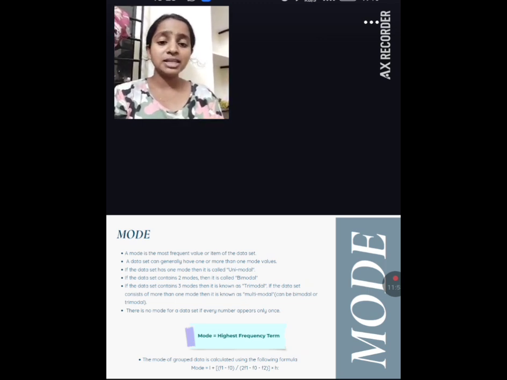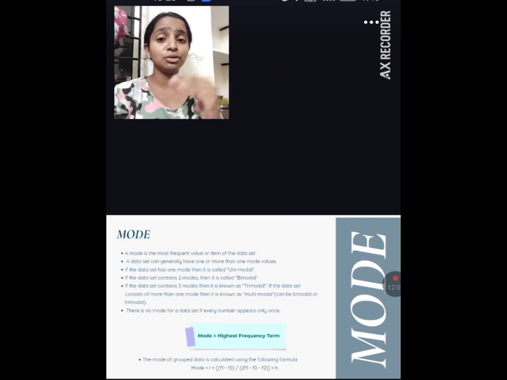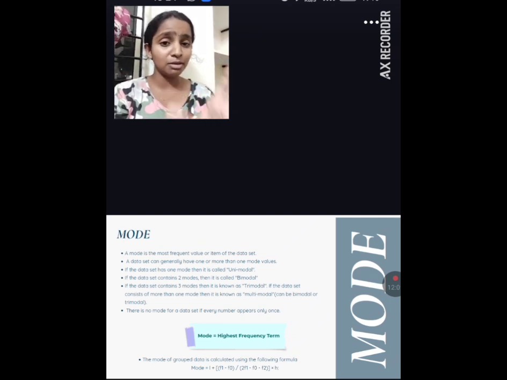For ungrouped data, it is the highest frequency occurring. And for grouped data, we have to find the modal class. The modal class is the class which has the highest frequency. That will be our modal class.